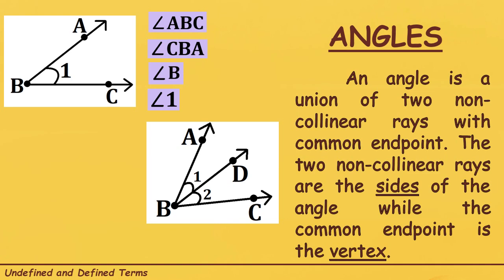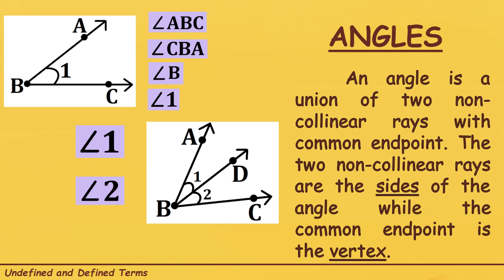So medyo madami tayong nakikitang angles dito. So these are the possible names or these are the angles that we can find in this picture. Meron tayong angle 1 at angle 2. Okay, so inuna natin yon para mabilis natin maisa-isa yung iba pang angles.